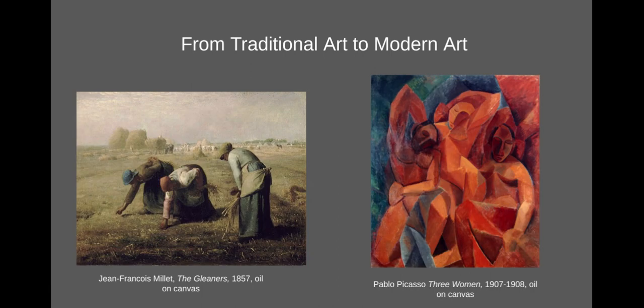And just to provide a context too of what's happening in the world of art, because we're going to see this show up in the paintings and the works of these artists. So on your left is Jean-Francois Millet. He's a French artist. This is The Gleaners, 1857. It's oil on canvas. This is realism. And then on your right, you have Pablo Picasso's Three Women, 1907 to 1908, oil on canvas.